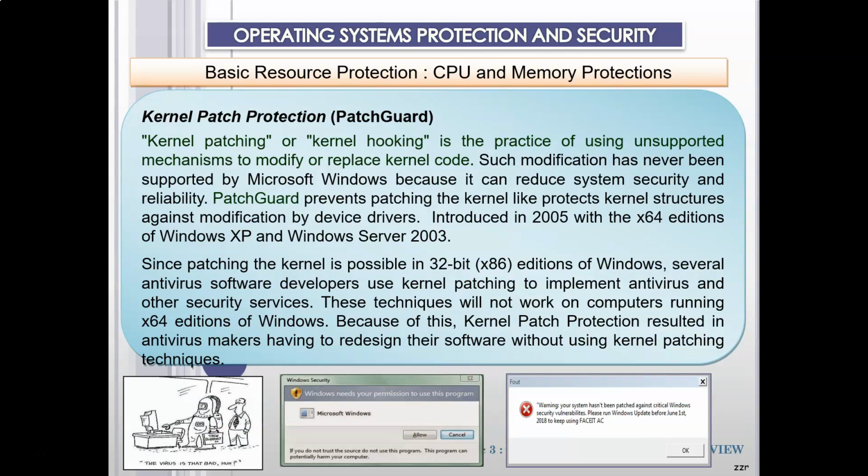And lastly we have kernel patch protection. We have learned about the kernel. The kernel is the heart of the operating system that helps manage all the components in the operating system. The kernel manages network management, process management, memory management, device management, and file management. So there must be an important function in the operating system to protect the kernel. That's why we have kernel patch protection.